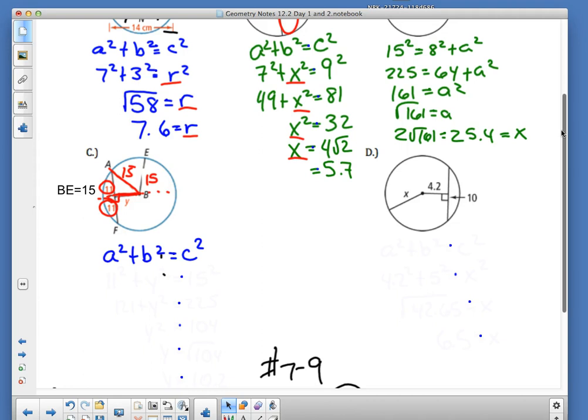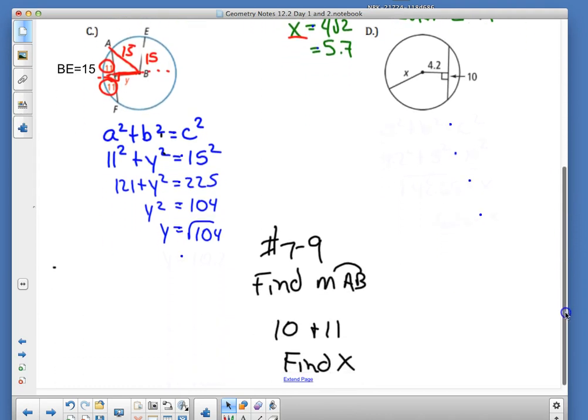Ready? 11, Y, and 15. And people are like, no way, this is so cool. That's like 104, 10.4, square root 104, and I got 10.2. Are you okay with that? The only piece of information you need right now is to know that this problem, 10, is the length of the entire chord. Okay, go ahead, get that one done while I pass this out.